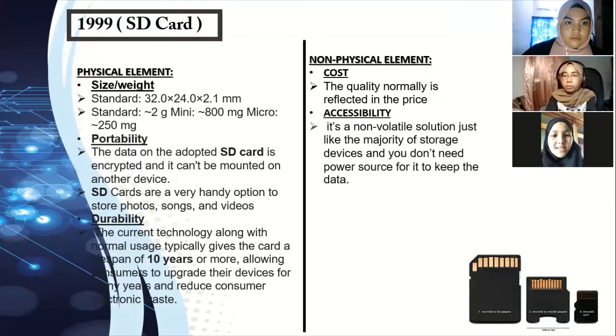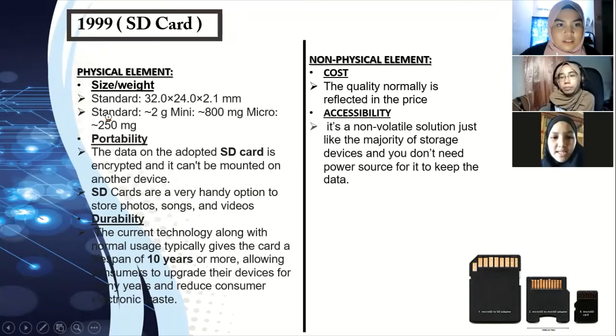Okay, next is 1999 SD card. Okay, the standard is 2G. Okay, the mini size is 800 mg and the micro size is 215 mg. Okay, portability dia, the data on the adopted SD card is encrypted and it can be mounted on another device. SD card are a very handy option to store photo, song and video.